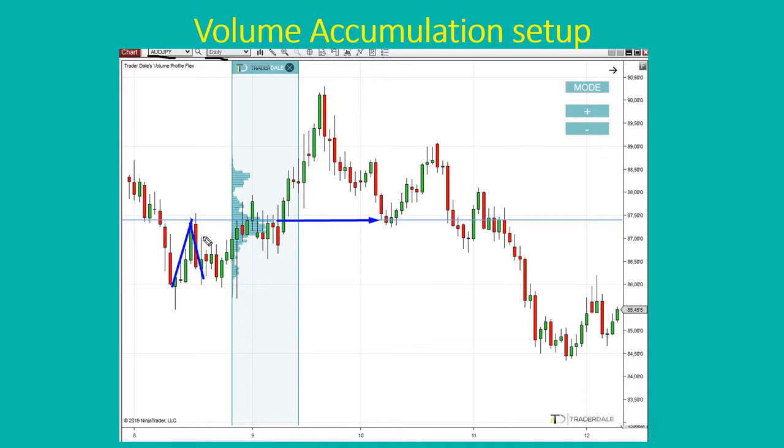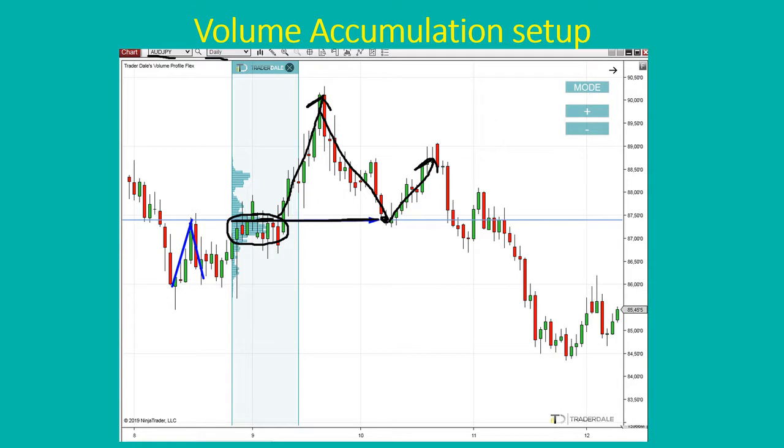Alright. So in this picture, there is a rotation in which heavy volumes got accumulated right there. And after the rotation, there was aggressive buying activity. Within this rotation, the heaviest volumes were right there. So you draw a line there, you wait for the price to make it back to this line, and you enter a long trade from there. Alright? Volume accumulation setup.